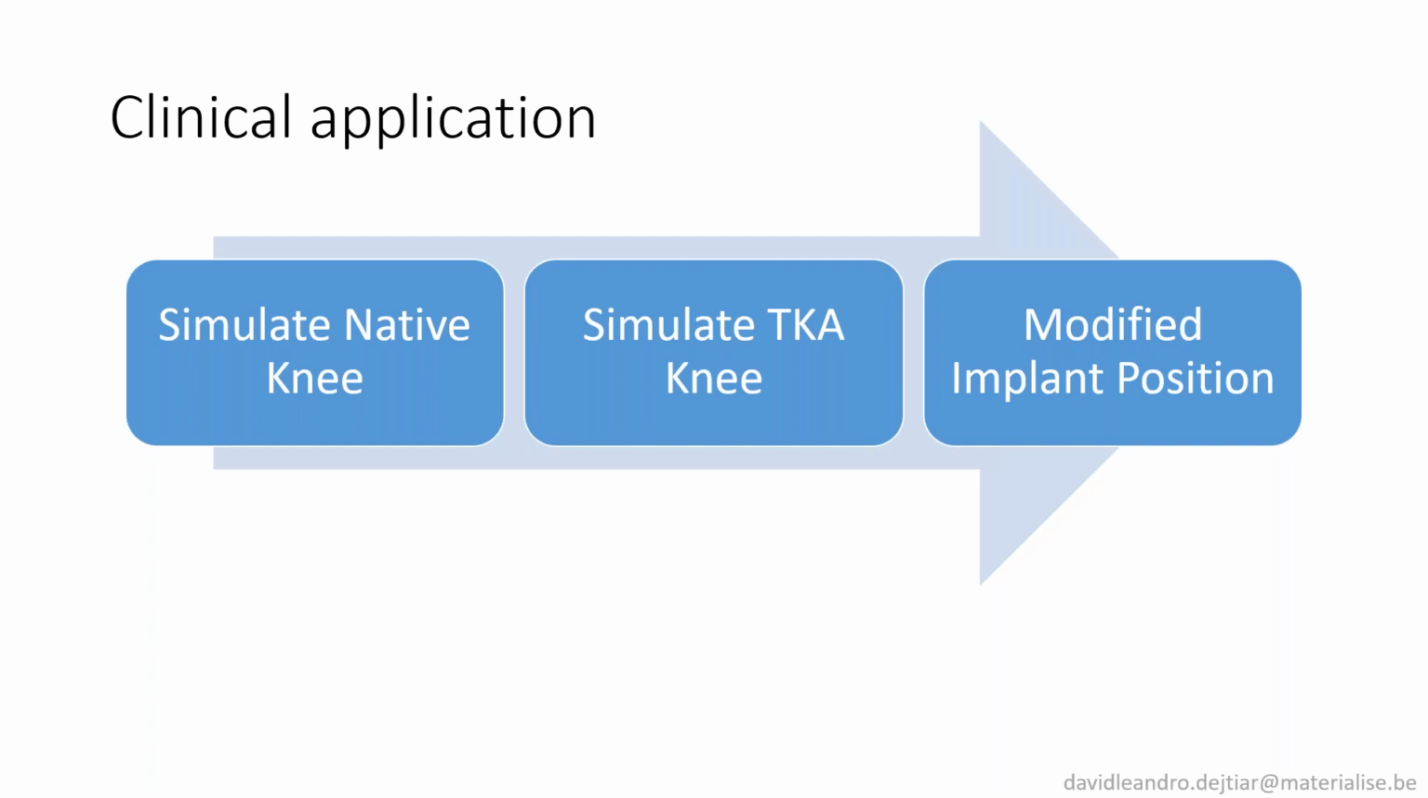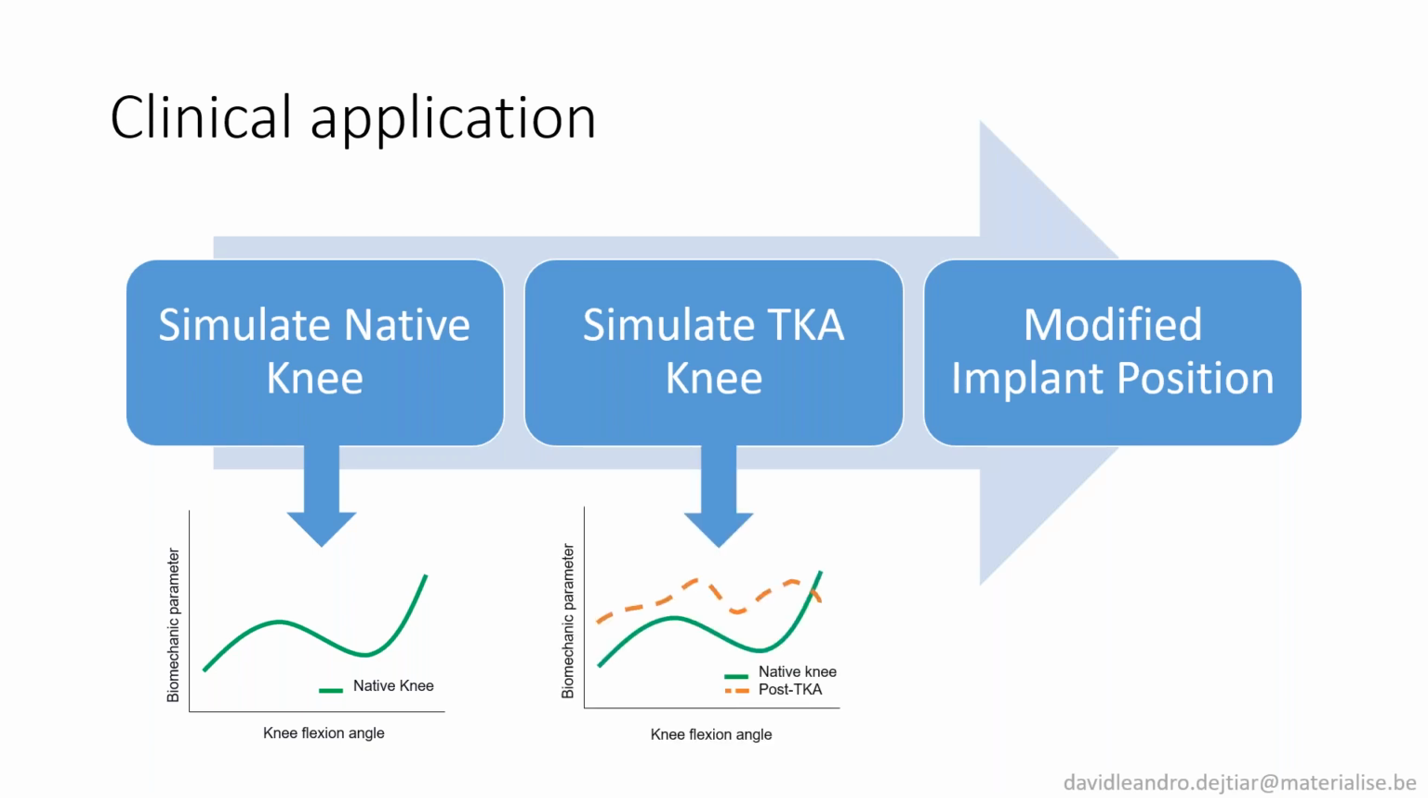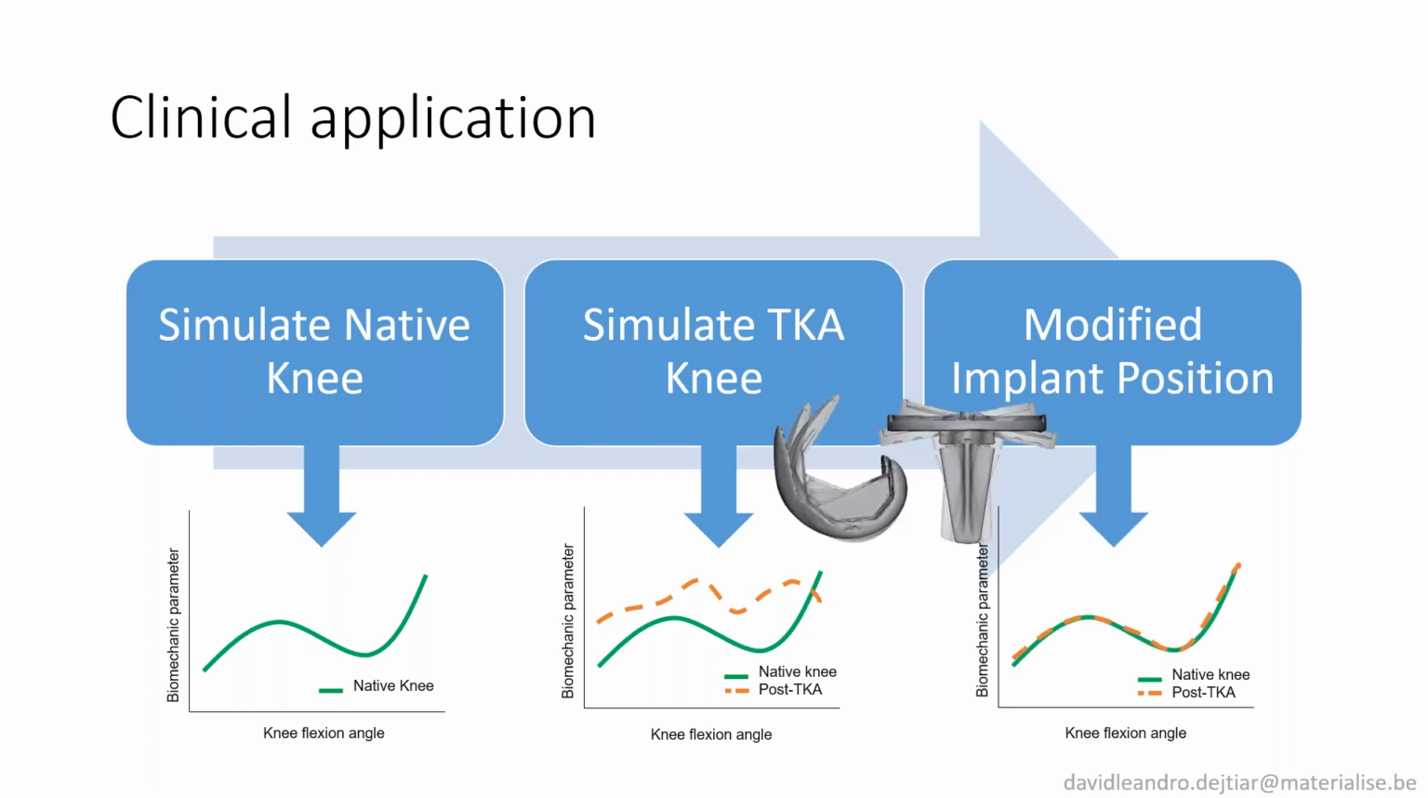The workflow will therefore look something like this. First, we'll simulate the native knee model and obtain an estimation of secondary joint kinematics, ligament strains, or contact forces. Then we will incorporate the prosthesis in the model in a predefined mechanical alignment and estimate the results again, which will result in different kinematics, for example. Afterwards, we will modify the implant position within a range to try to find an optimal implant position that will result in the lowest difference between native kinematics and post-total knee arthroplasty kinematics, for example.